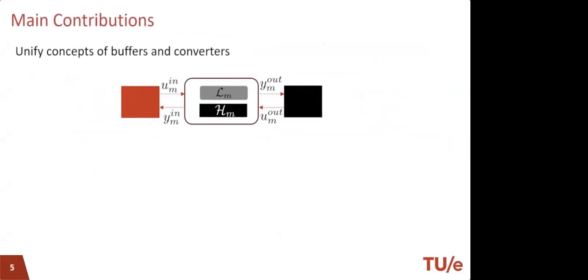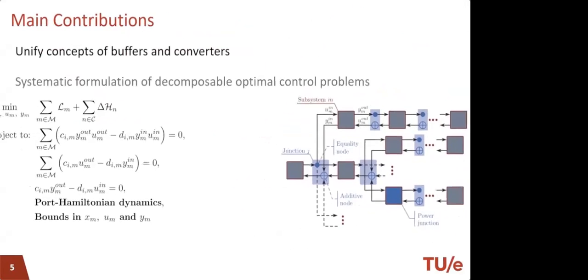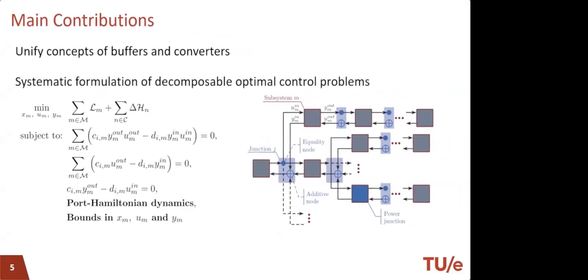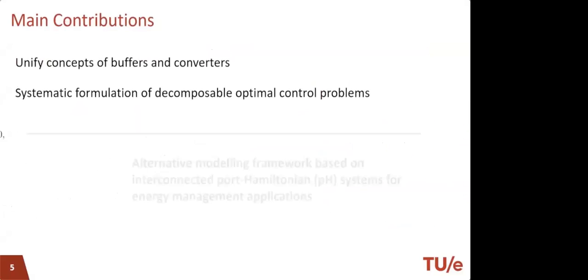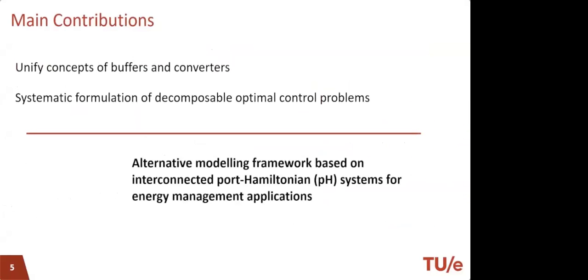Therefore, the main advantage of a Port Hamiltonian representation is that it unifies the concepts of energy buffers and power converters in a single dynamical system. As a consequence, it is possible to systematically formulate physically insightful decomposable optimal control problems. In summary, this paper proposes an alternative modeling framework based on interconnected Port Hamiltonian systems for energy management applications.